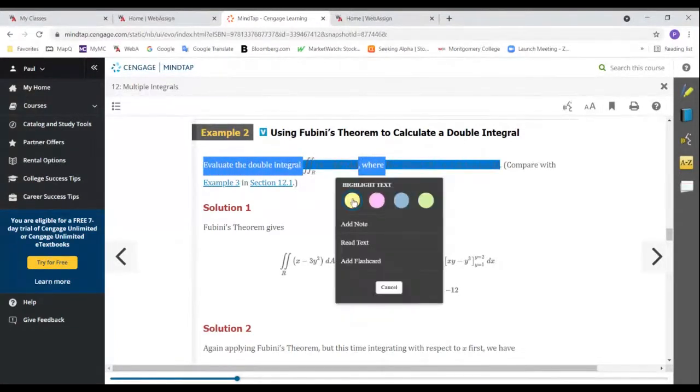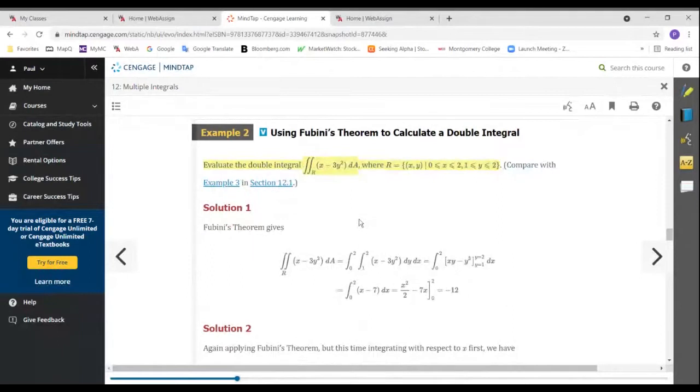Here they want you to evaluate the double integral where the region is x between 0 and 2 and y between 1 and 2. Now if we graph the surface, and again, double click on the picture if you want it to be a little bigger on your screen.